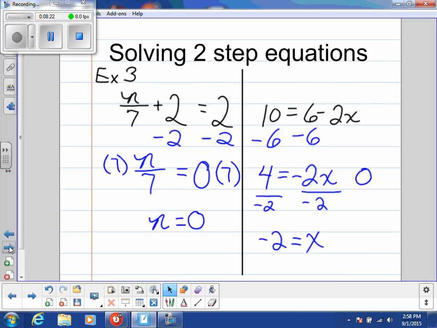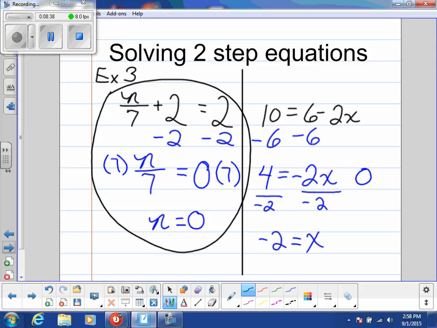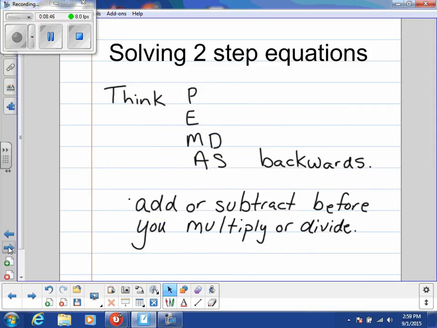Or in an equation where the variable was being divided by a number and not multiplied by, I did the multiplication step after I subtracted, here number 3. Take a look at this one. Subtract, then multiply. So order of operations backwards. That's how you solve two-step equations.